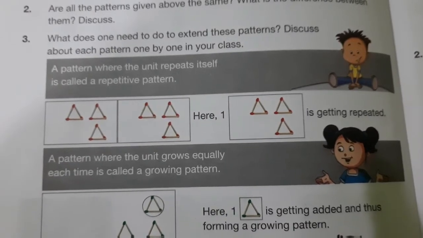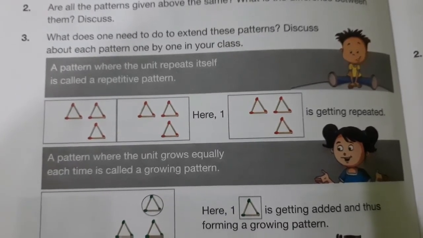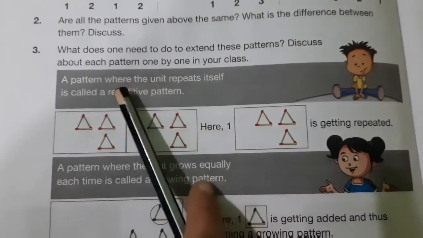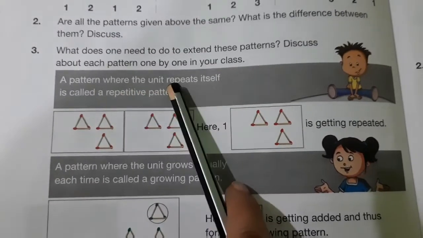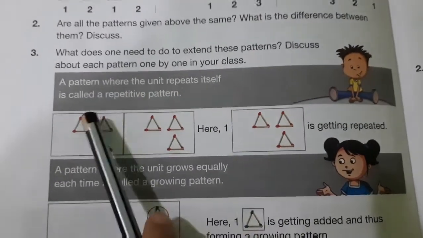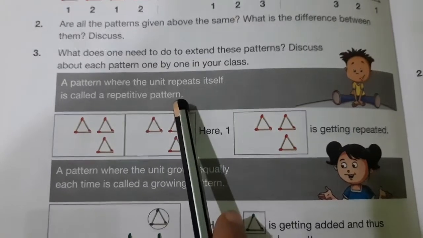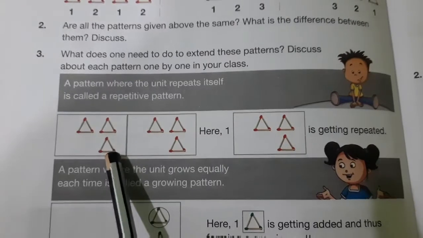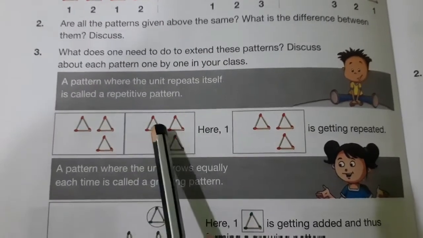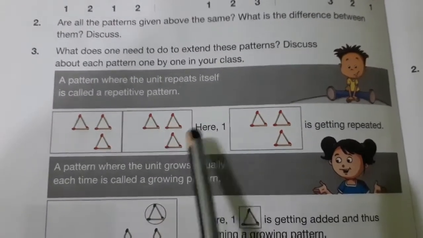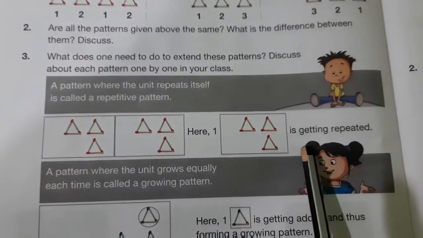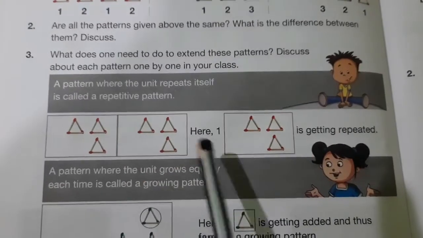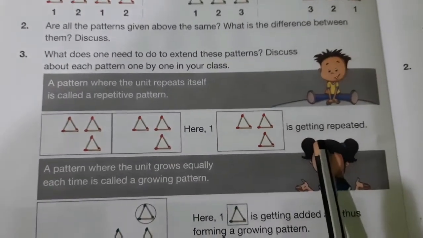An object which repeats itself in a pattern is called a unit. A pattern where the unit repeats itself is called a repetitive pattern. Here you can see 1, 2, 3 triangles. Again 1, 2, 3 triangles. Here again it is repeating itself. Again 1, 2, 3 triangles. It is a repetitive pattern.